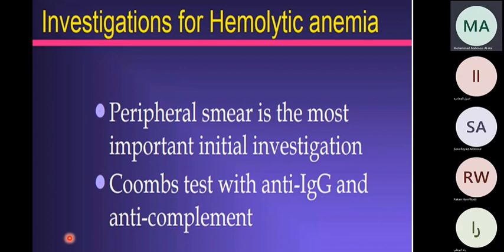If the Coombs test is negative, I'm thinking of hemoglobinopathy. I will do hemoglobin electrophoresis to detect thalassemia or sickle cell. I will do the G6PD enzyme assay to detect G6PD deficiency. Or I do the osmotic fragility test for hereditary spherocytosis. So these are two important investigations: the peripheral blood smear and the Coombs test.